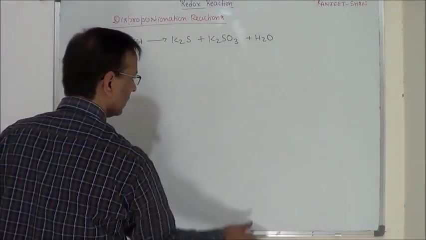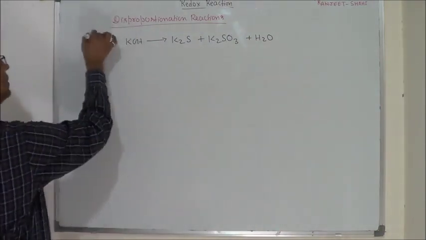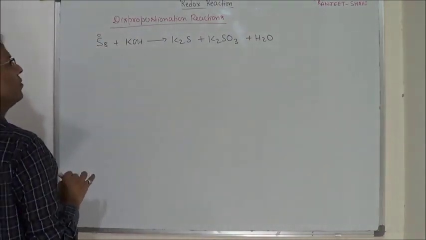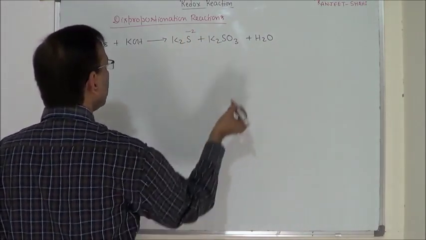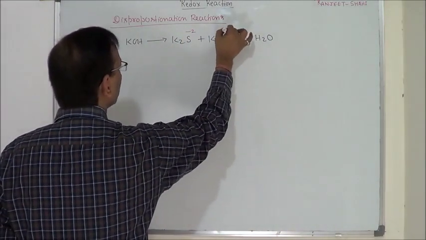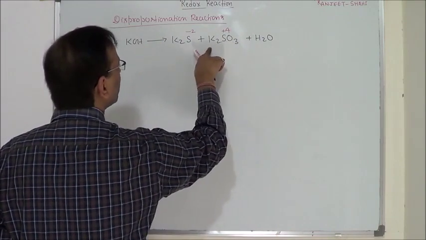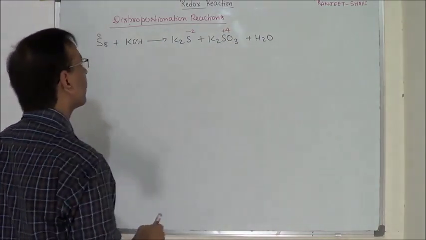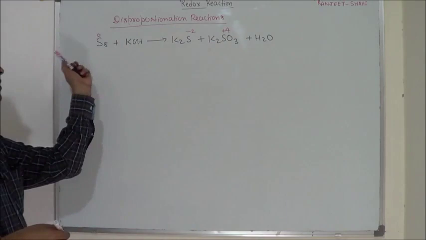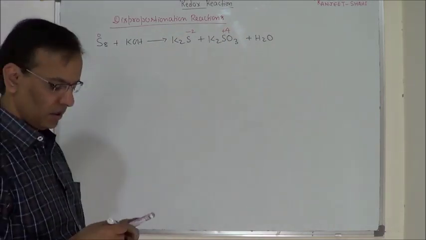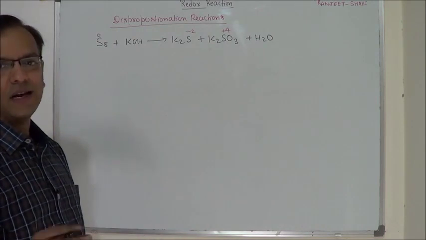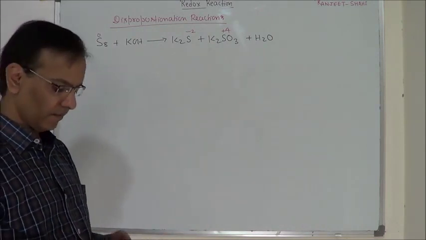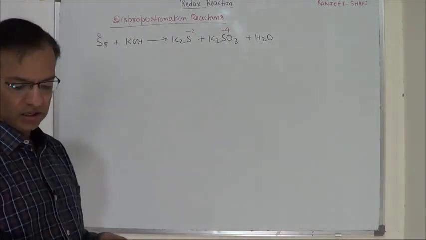In this reaction, we can again see sulfur is going from 0 to -2 and +4. -6 plus 2 minus 4, so +4. 0 to -2 is reduction, 0 to +4 is oxidation. So it is disproportionation: sulfur is oxidized and reduced simultaneously. How to balance it?